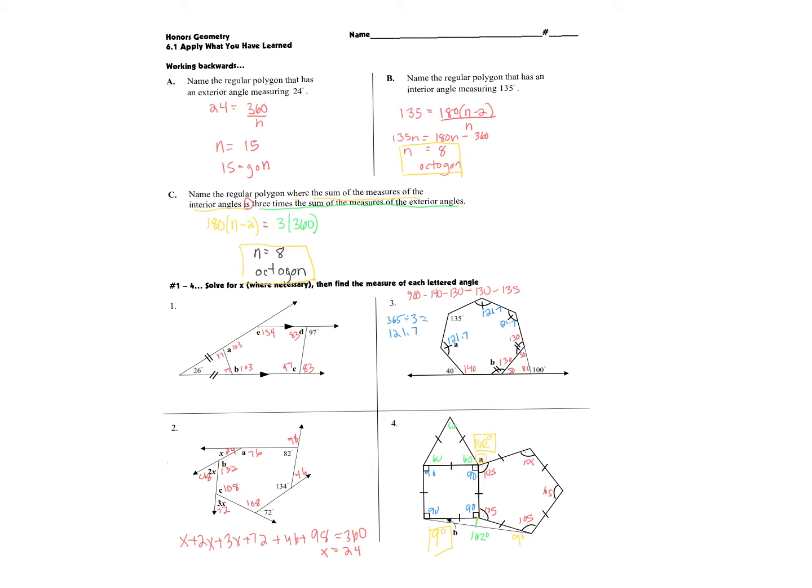Here in yellow, I've translated the sum of the measures of the interior angles. Red is our equal sign. 3 times the sum of the measures of exterior angles in green. When you solve that, you should get n equals 8 for octagon.